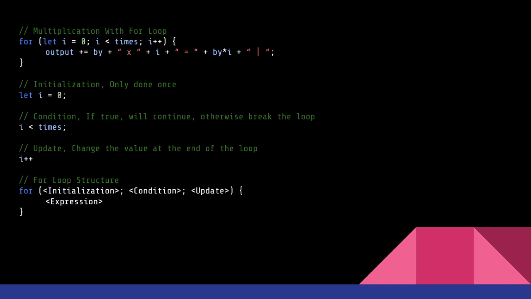i is less than times. We will be using this if i is still below the amount of times, otherwise it will stop this loop. And lastly, i++. This will increment i by 1. Every time it loops, it will add 1 because of i++. And here's the loop structure. For initialization, condition, update, and then inside it is the expression, which will happen every loop.